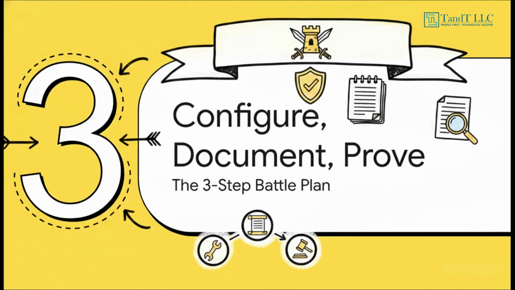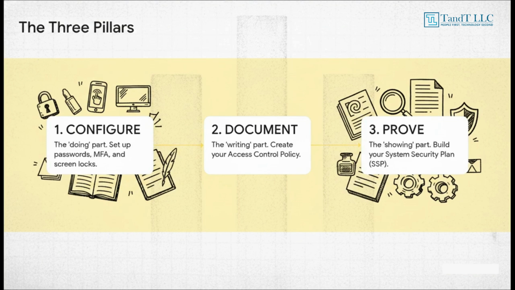Okay, so we get the what and the why. But how do you actually pass this part of the CMMC test? Well, it all comes down to a simple 3-step battle plan. Your whole approach, not just for access control, but for all of CMMC, is going to rest on these 3 pillars. You configure it, you document it, and you prove it. If you can get these 3 things right, you are golden.